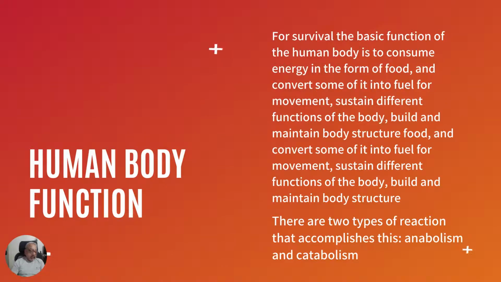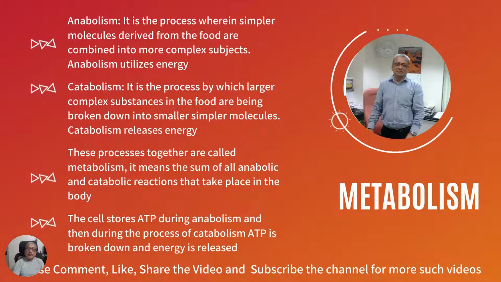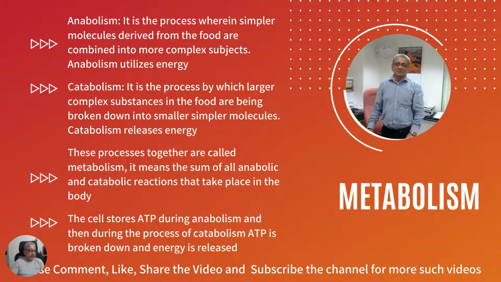For survival, the basic function of the human body is to consume energy in the different forms of food and convert some of it to fuel for movement, sustain different functions of our body, and build and maintain the body structure. So there are 2 types of reactions that accomplish this. One is anabolism, another is catabolism. Now let us understand anabolism and catabolism, and we will also understand what is metabolism.